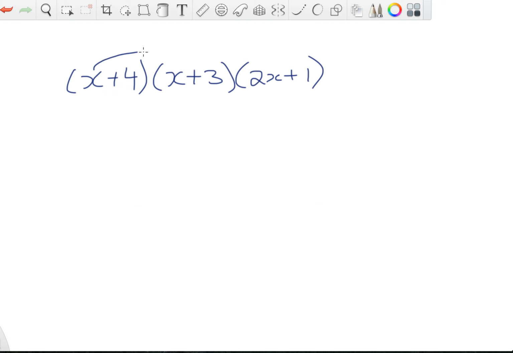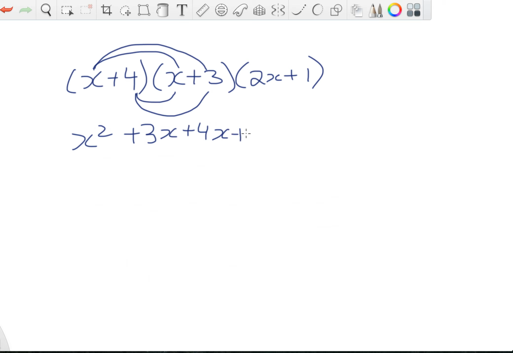Start off with x times x, x squared. Then we have x times 3, which is 3x. 4 times x, 4x, and then 4 times 3, 12. Simplify this, x squared, these two together, so 7x, then plus 12. Okay, now this is your final answer between those two.